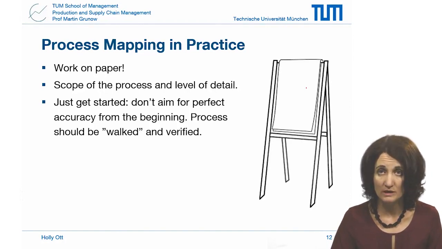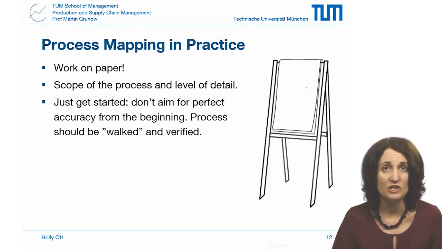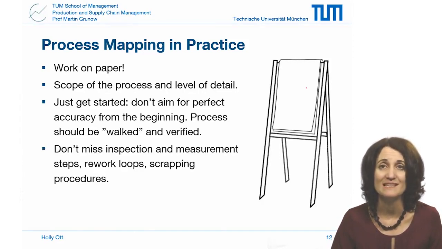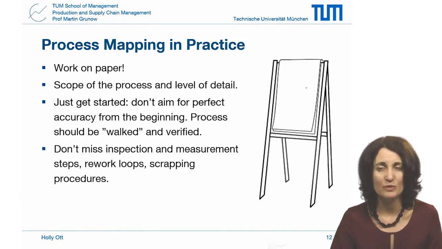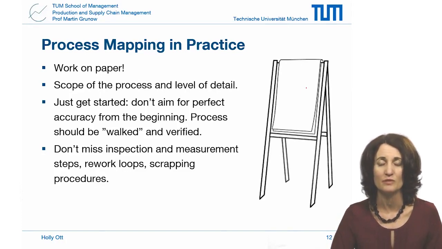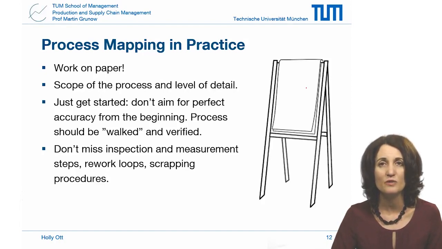The process needs to be walked, and inputs from the process owners and those using the process need to be considered. And of course, when it's on paper, you can then change it. You can then make changes before it actually gets saved electronically. And watch out for what's known as the hidden factory. Inspection points, measurement points, rework loops, scrapping procedures, these are all things that are normally not considered when you're thinking about the process of making a product or a service. These are parts of the process that are often hidden and take additional time and additional resources, and these should be included.